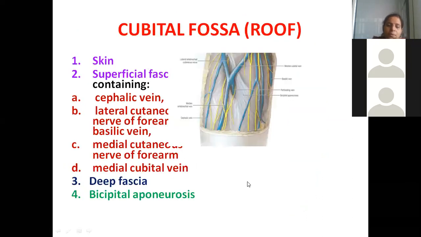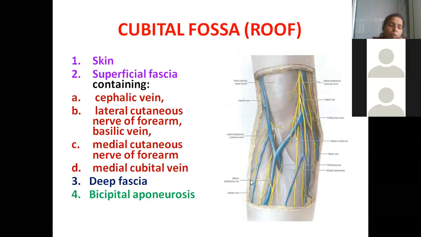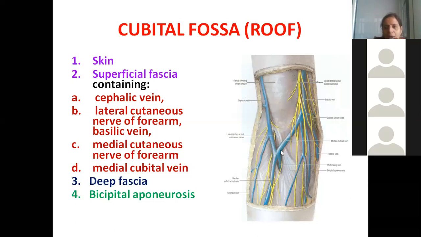Now, under the headings I mentioned, we come to the roof. Try to recollect what you did in the section hall. You reflected the skin, and soon after that you could see the superficial fascia. Yesterday we saw that laterally we have the cephalic vein and medially the basilic vein. Joining the cephalic and basilic veins, we have the median cubital vein, which moves from lateral to medial side, towards the heart.